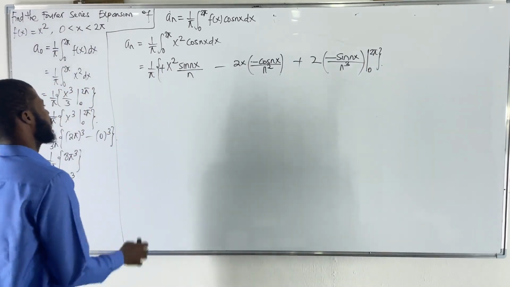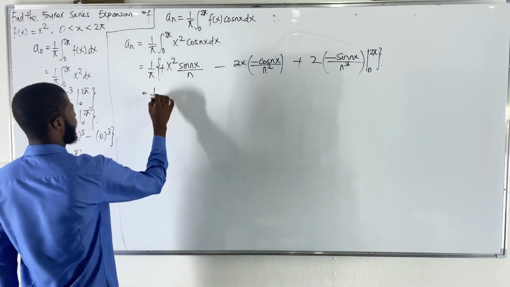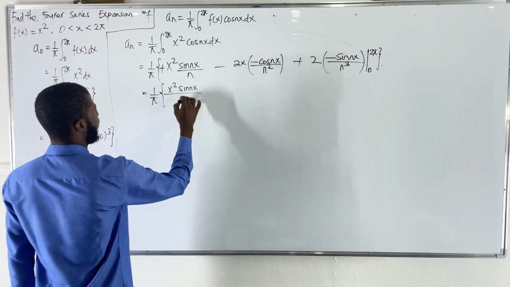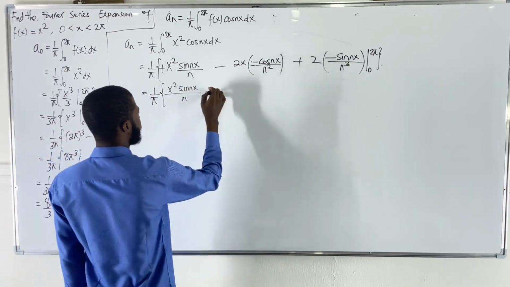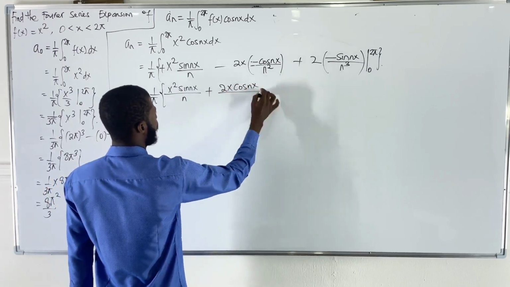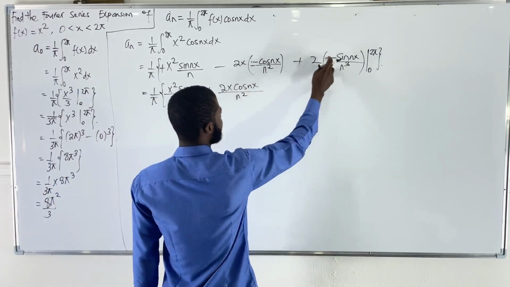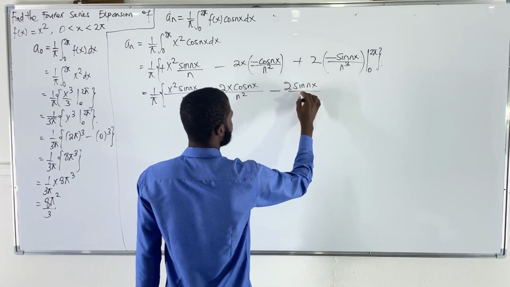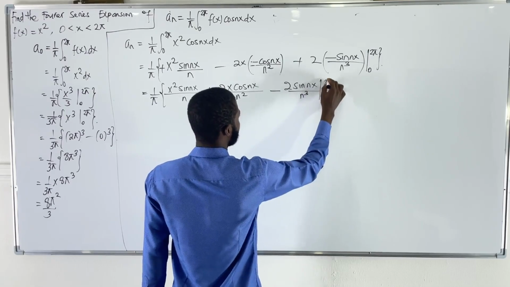Now let's simplify this whole expression. So this is 1 over pi. Then we have x squared sine nx over n. Minus times minus is plus. So this is plus 2x cos nx over n squared. Plus times minus is minus. So this is minus 2 sine nx over n cubed from 0 to 2 pi.